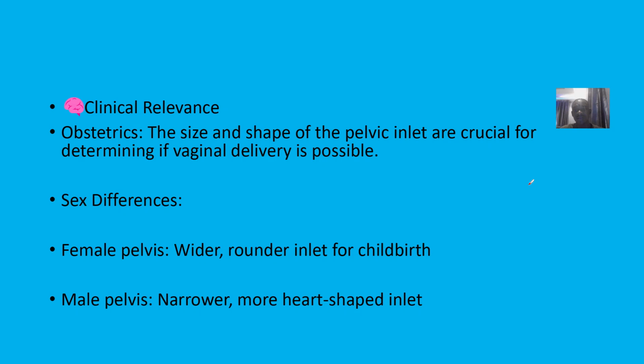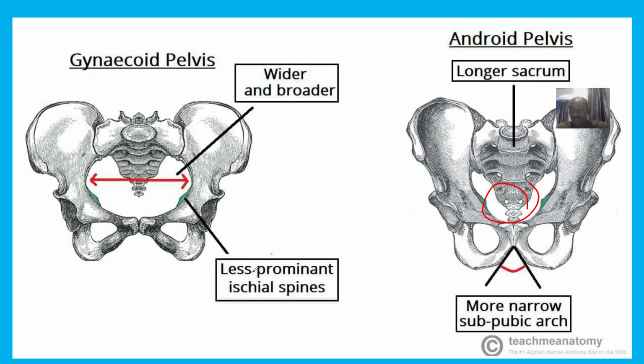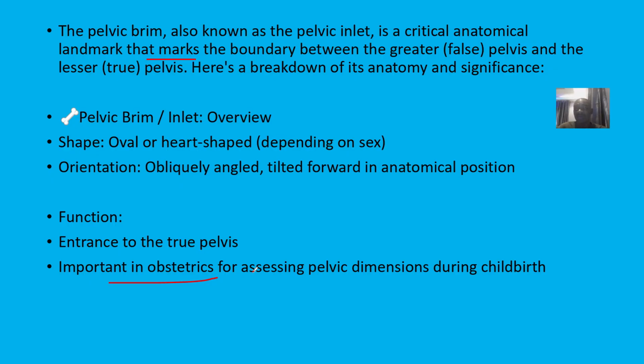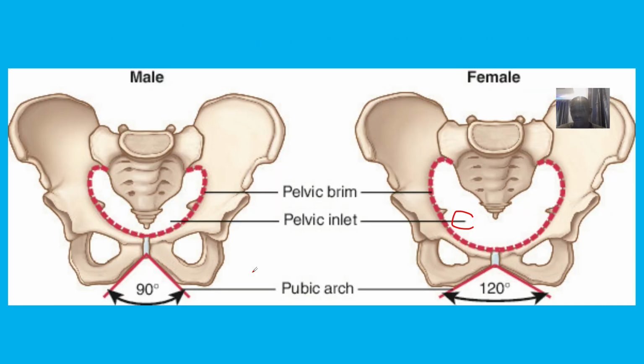The clinical relevance is that the size and shape are very important to determine if a woman can deliver a baby through the vagina or not. In females it's wider and rounder. This is because females will undergo childbirth, you understand. In males it's narrow, just heart shaped and small, right? Because it's not evolved for childbirth.